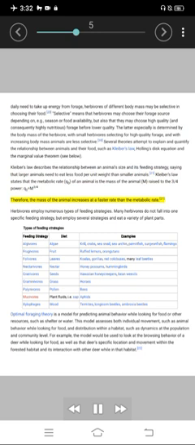21. Herbivores employ numerous types of feeding strategies. Many herbivores do not fall into one specific feeding strategy, but employ several strategies and eat a variety of plant parts. Types of feeding strategies.